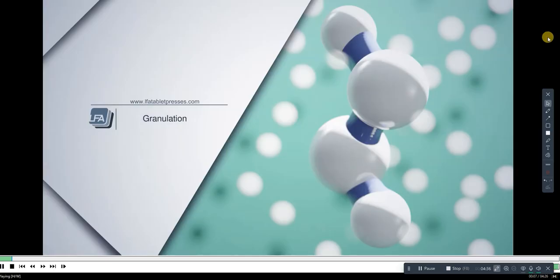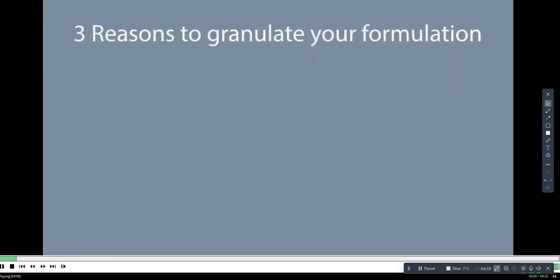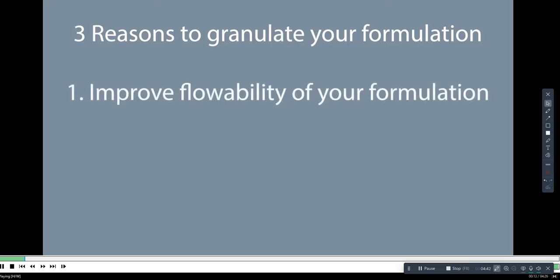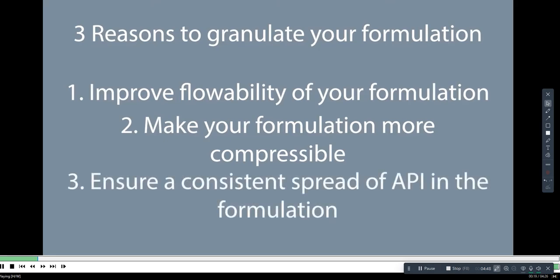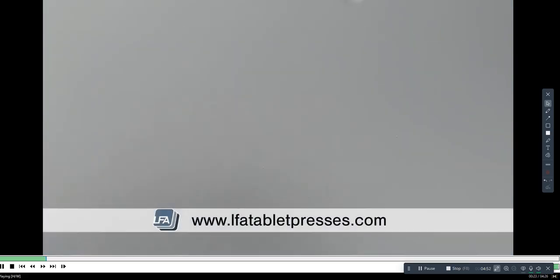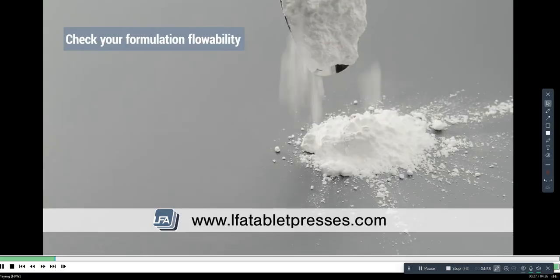Welcome to LFA's video on granulation. There are three reasons to granulate your formulation. 1, to improve the flowability of your formulation. 2, to make your formulation more compressible. And 3, to ensure a consistent spread of API throughout the formulation. One way to test if your tablet formulation needs granulation is to check your formulation's flowability.